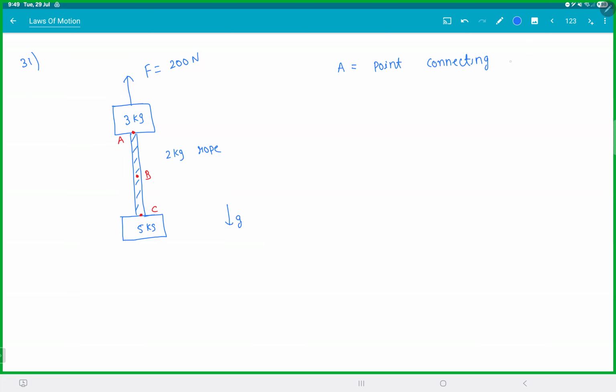Find the tension at A, B, C. Someone is pulling up with 200 newtons. B is the midpoint of the rope. C is the point connecting the rope and the 5 kg block. Find the tension at A, B, C.